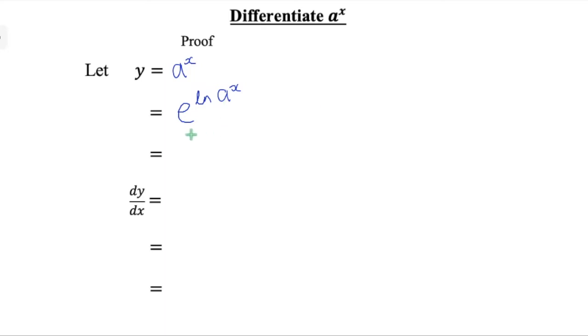We're going to use a log rule, which means we can bring this x down like that. So we're going to have e to the x ln a. Now this looks like something we can differentiate. It looks very similar to something like e to the 2x. If we wanted to differentiate that, we'd just do e to the 2x and then multiply it by this constant. We'd use the chain rule.